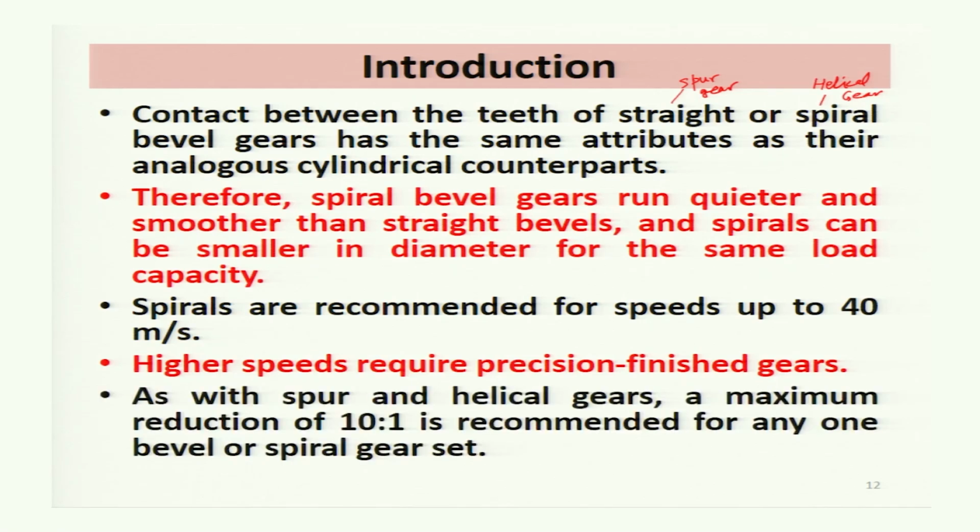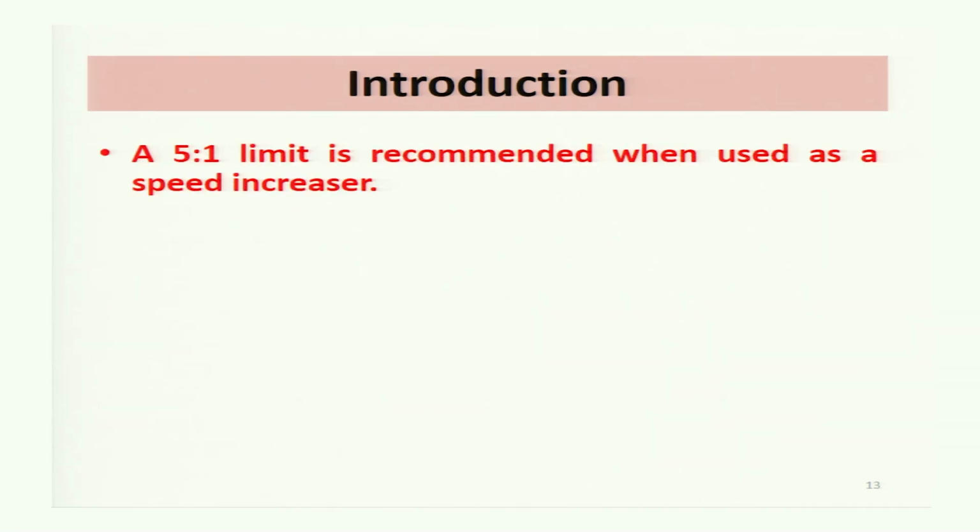As with spur and helical gears, a maximum reduction of 10:1 is recommended for any one bevel or spiral gear set. A 5:1 limit is recommended when used as a speed increaser. If a bevel gear is used to increase the speed, that means the driving gear will be the gear and the driven gear will be the pinion. Then the maximum speed increase shall be 5:1.